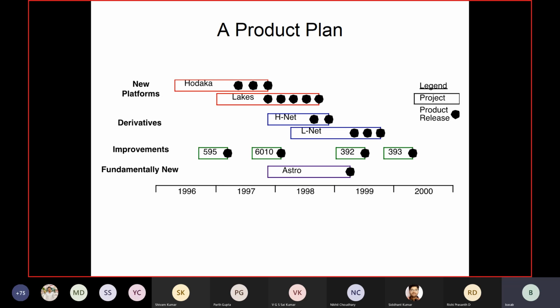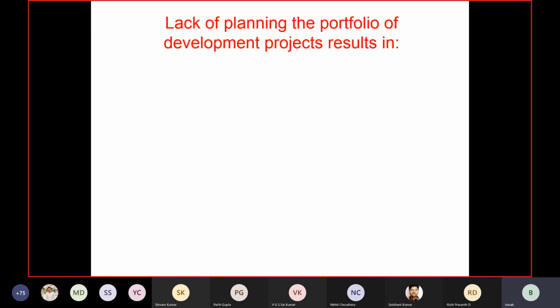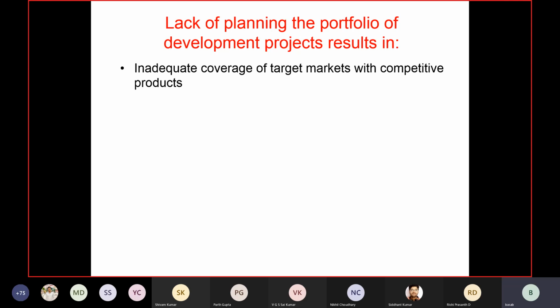Now we'll be evaluating what the bases are as we go along with this particular topic of product planning. So with this background, what if you don't plan properly? What will happen? These are the things which will happen. An inadequate coverage of target markets with competitive products. Poor timing of market introduction. I tell you, this is very important.